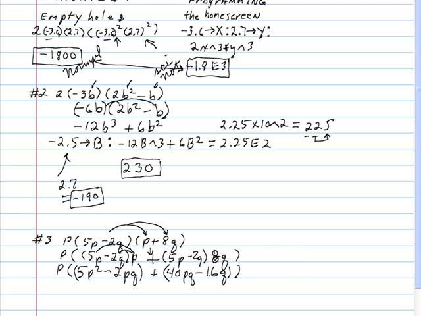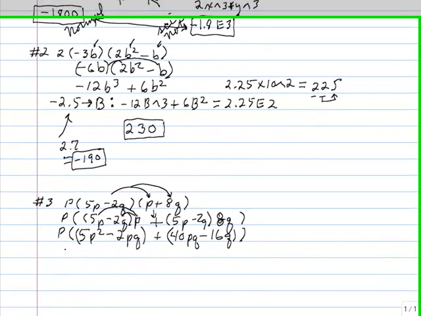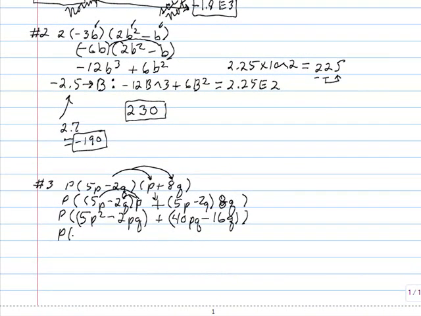Before I can proceed, I have to remove the inner brackets and combine these two pq terms. To remove the inner brackets, I'll just distribute ones. 1 times 5p squared is 5p squared. 1 times negative 2pq is negative 2pq. Here's another 1. 1 times 40pq is plus 40pq. And 1 times negative 16q is negative 16q. And now I have done this part of the problem.